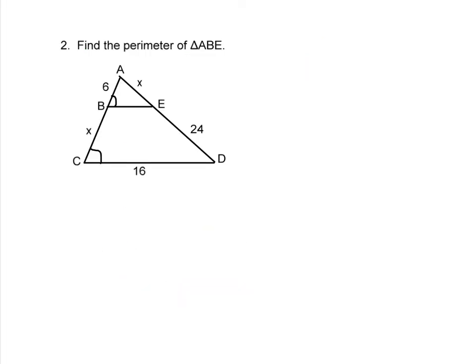Find the perimeter of triangle ABE. That would be this triangle right here in green, ABE. We're looking at the big triangle. I know that we have a side splitter theorem because I have congruent angles right here. These are corresponding angles, so those two lines must be parallel, which means I have the side splitter theorem going on. So 6 is to x as x is to 24.